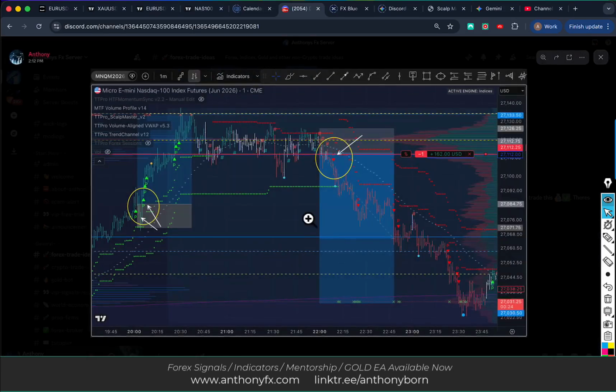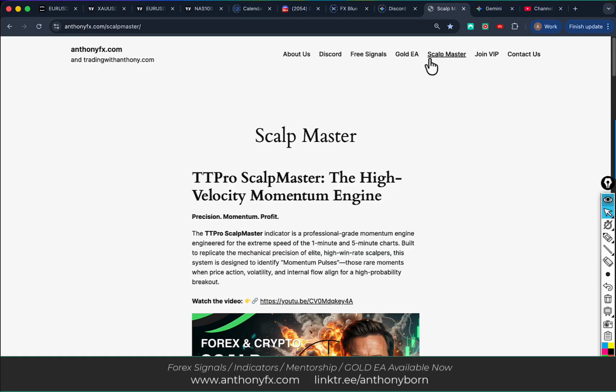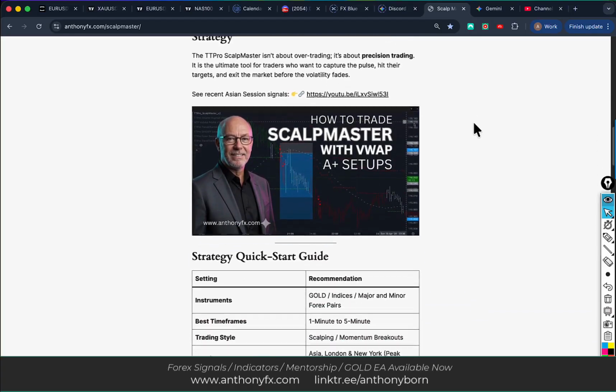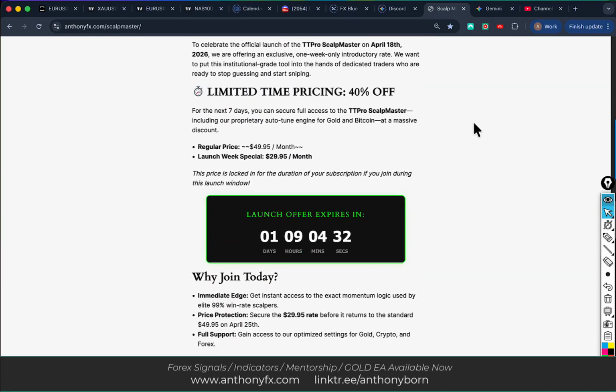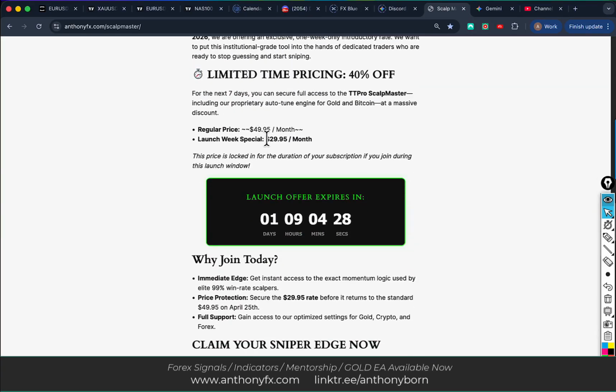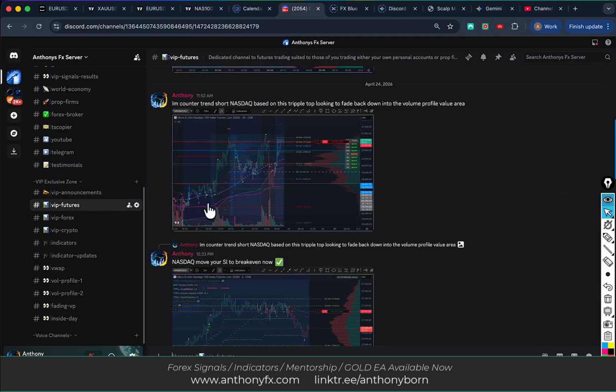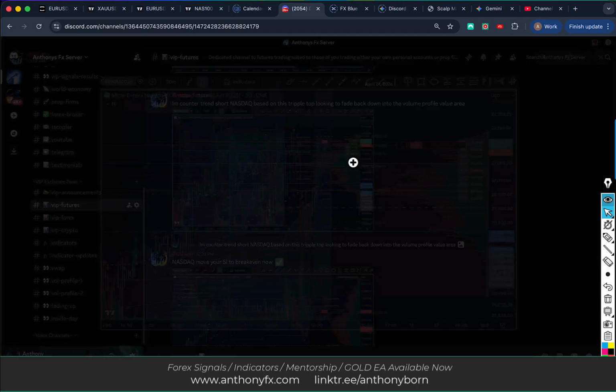I'll show you this. Wow, that was a trade. That was a counter trend. If you want to take that risk, on my website, go to ScalpMaster or join VIP. Same thing. This is the ScalpMaster indicator, that P that you saw. Guys, seriously, make it back. Look, let me show you this. In here, even go down to futures. In real time, I'm counter trend short right here.